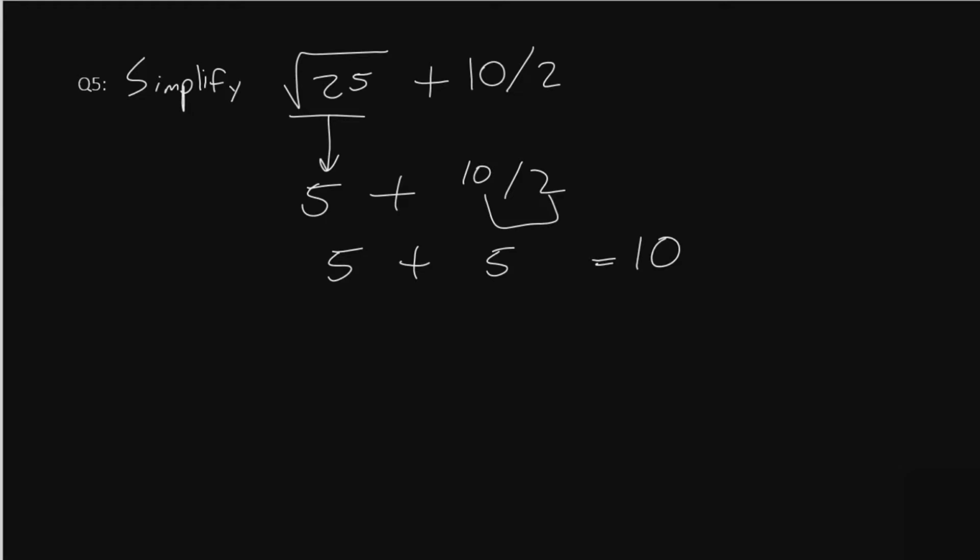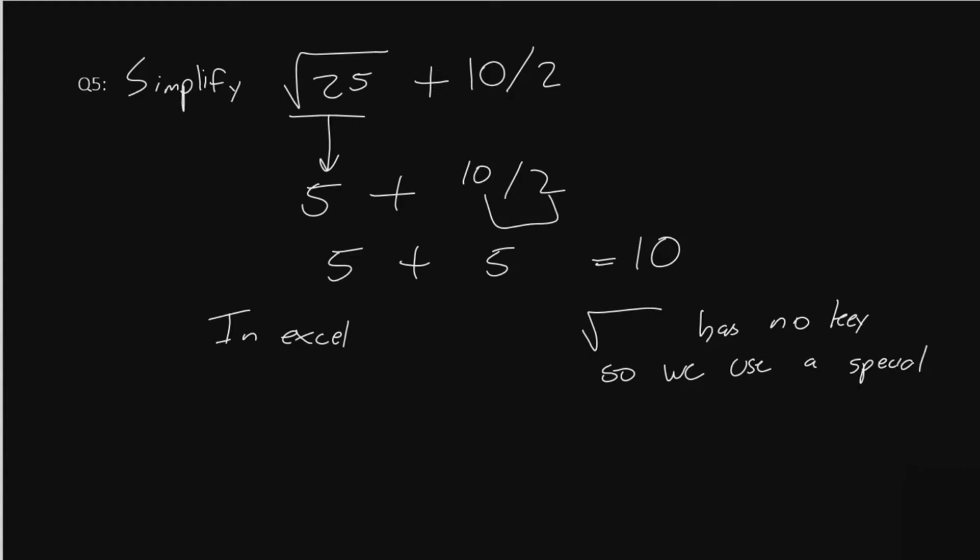Now, in Excel, square roots are not so easy to enter. So when you're doing Excel, for square root, that has no key. So we have to use a special Excel function. And the name of that function is SQRT. Now, in the parentheses, you put your number. And before the parentheses, you must put the letters SQRT. And Excel is very strict about spelling. So make sure that you type the letters in the right order, and they got to be just so, or else Excel is going to get confused about it.